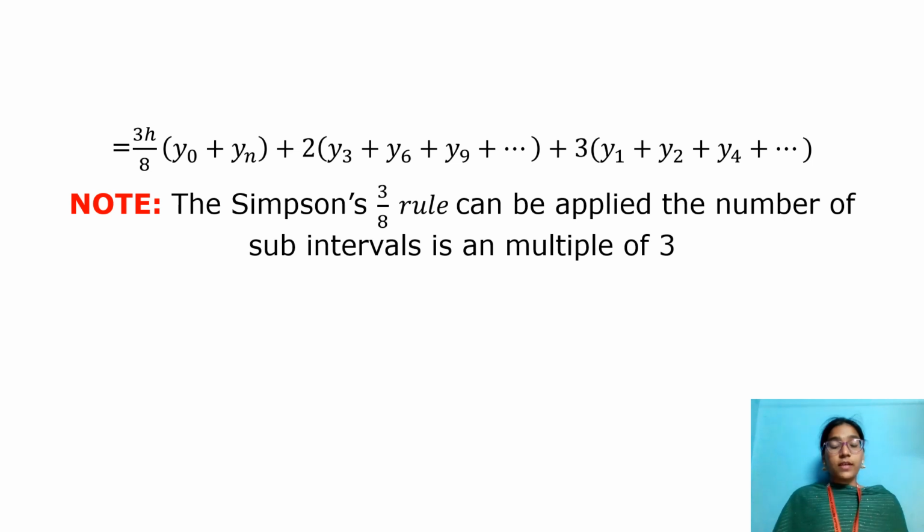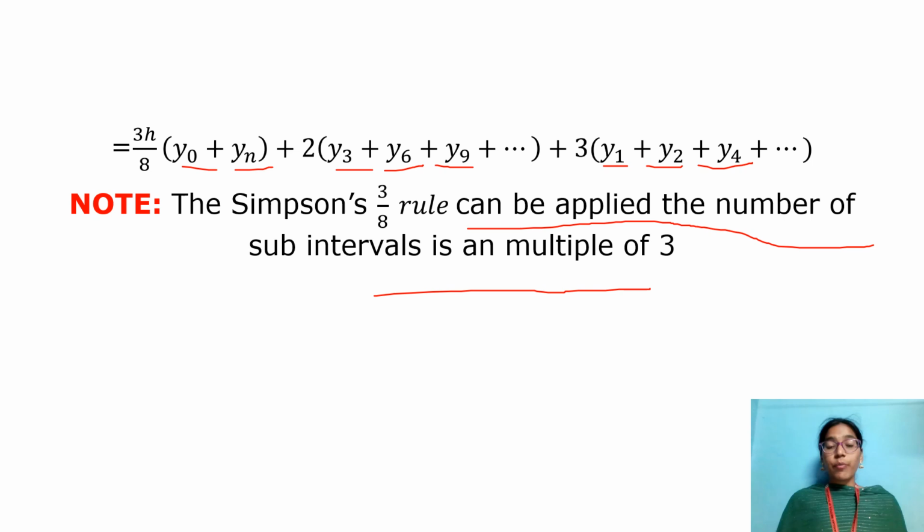That equals 3h by 8 into the sum of first and last terms, y0 and yn, and the sum of multiples of 3, y3, y6 and y9, plus 3 into the sum of remaining values, y1, y2, y4 and so on. Then note, Simpson's 3/8 rule can be applied when the number of subintervals is a multiple of 3, like 3, 6, 9 and so on. For such numbers of intervals only, Simpson's 3/8 rule is applicable.